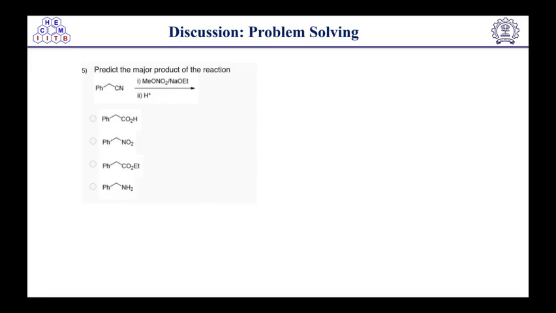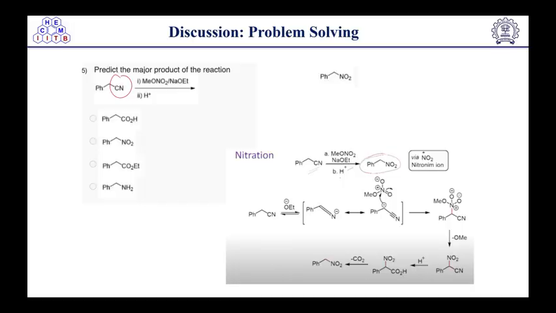Then question number 5, predict the major product of the reaction. So here we have a cyano nitrile group and then sodium acetate and methoxy nitro group. Okay, so this reaction is a nitration reaction.